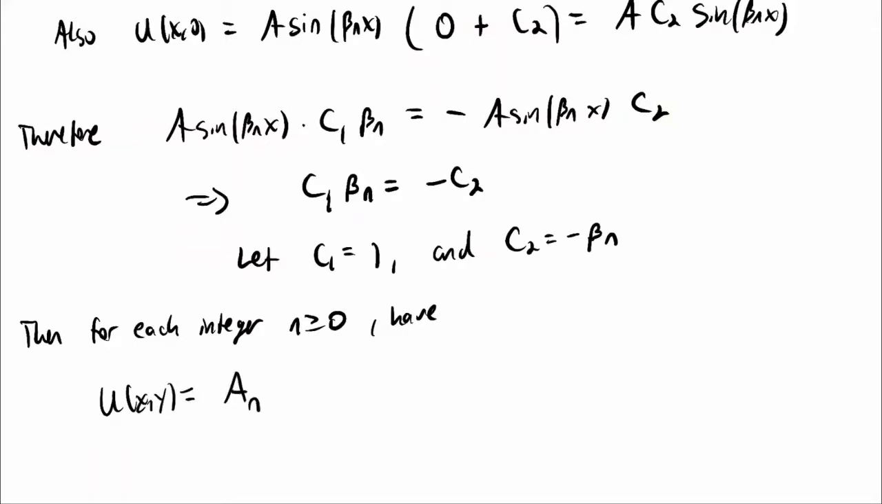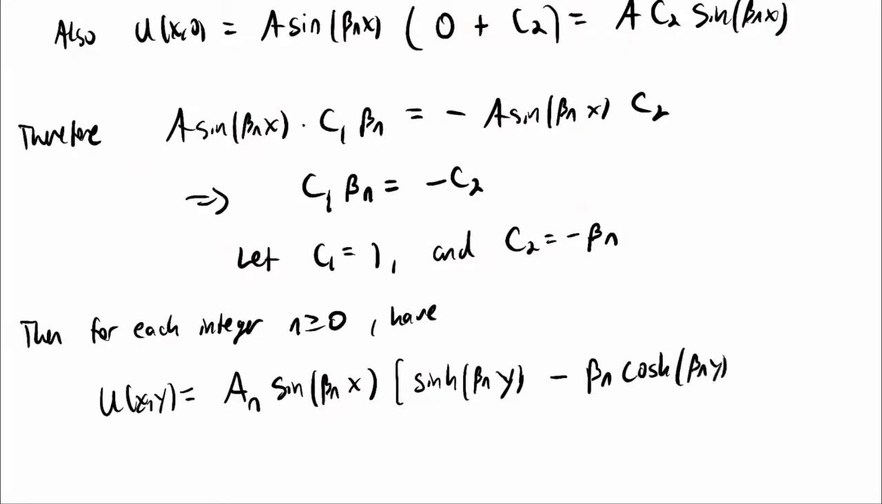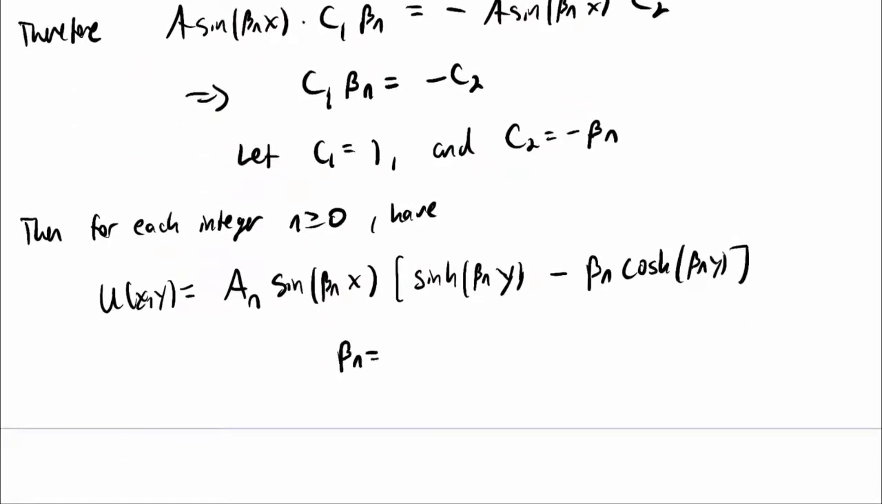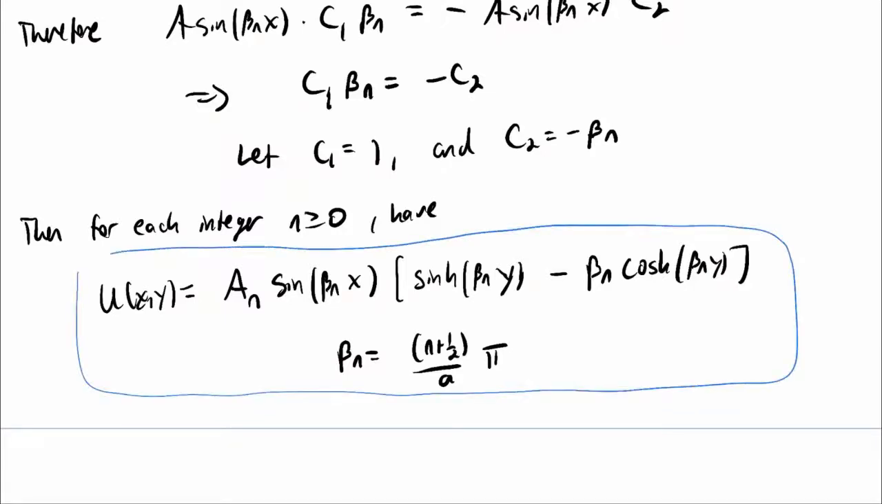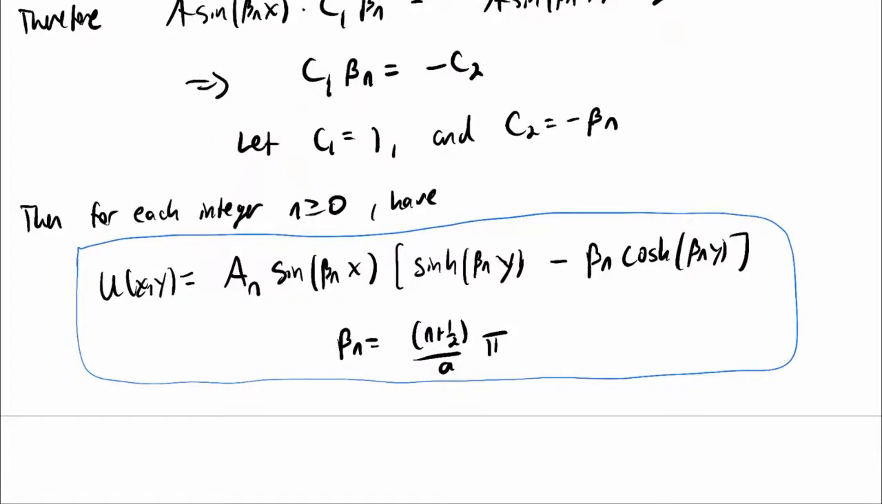Now let me index the constant a to also depend on n, because it ultimately will. So I have a_n sine of beta_n x. And well, now I know what C1 and C2 are. So I have now the hyperbolic sine of beta_n y, now minus beta_n hyperbolic cosine of beta_n y. Whereas before, beta_n is given by (n plus 1/2) over a times pi. And so now we've successfully used the more complicated Robin boundary condition to simplify the solution a little bit further.